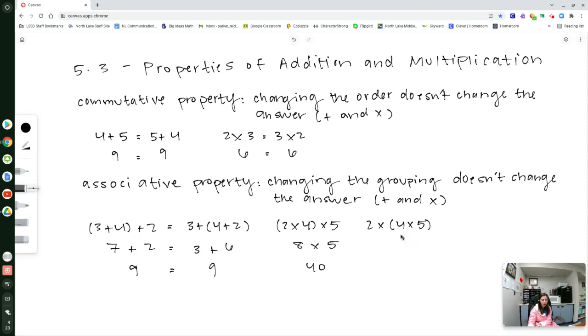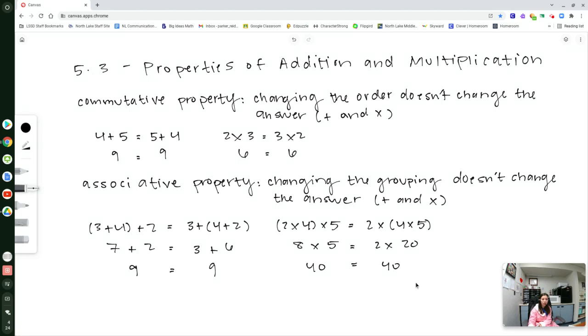I would evaluate grouping symbols first. 4 times 5 is 20, and then 2 times 20 is 40. So even though I changed where the grouping symbols were, I still got the same answer. So the associative property says you can change where the grouping symbols are, and it does not change the answer. Again, this is only true for addition and multiplication. It doesn't work for subtraction or division. The way I remember the associative property is thinking about the people you associate with.